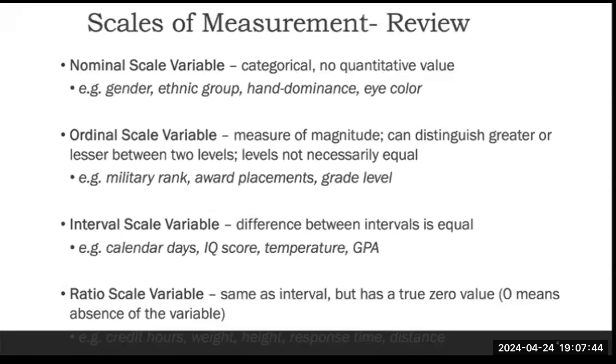So that's the difference between interval scale and ratio scale variables. With ratio scale variables, it has what we call a true 0 value. 0 means the absence of the variable. So ratio scale variables are the ones we're most used to. For example, credit hours, weight, height, anything you measure, essentially response time, distance, those kind of things are all ratio scale variables. Any questions on these?